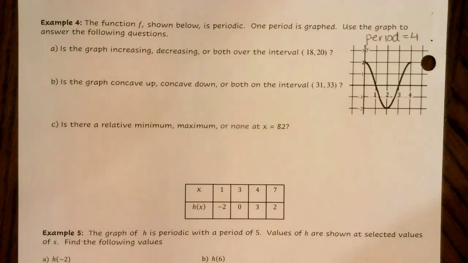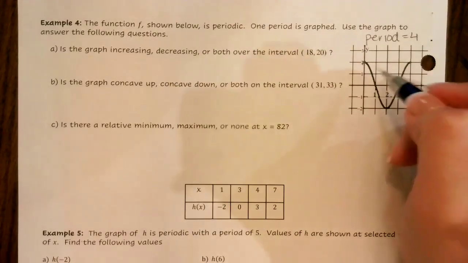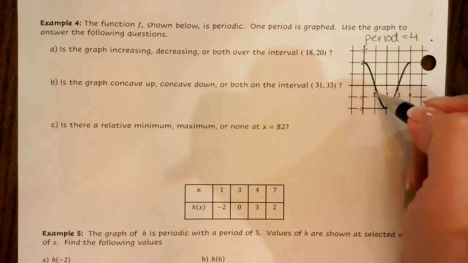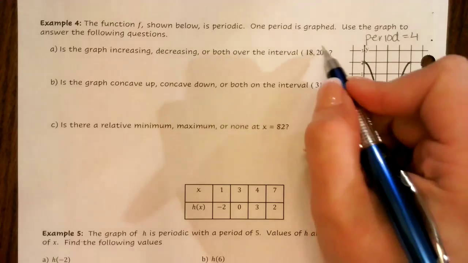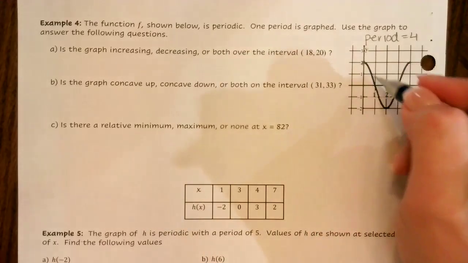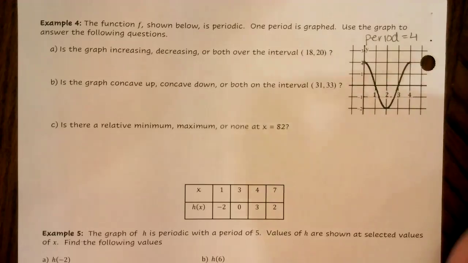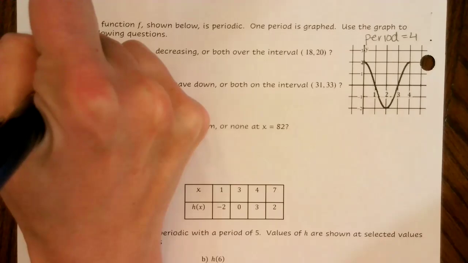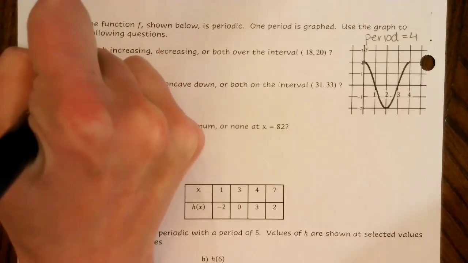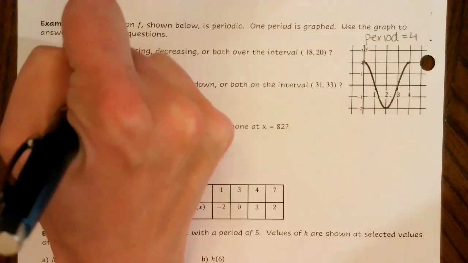Now, it wants to know, is the graph increasing, decreasing, or both over the interval 18 to 20? That's not on the graph, so we're going to have to think about what the cycle looks like from 18 to 20 on that interval. Now, just looking at this graph right here, we can see this part right here is decreasing until it gets right here and then increases. So we need to know on this cycle from 18 to 20, are we on this side of the graph or this one, to be honest? All right. One of the ways we can do that is I can say f of 18 and then f of 20, and I can find those values.